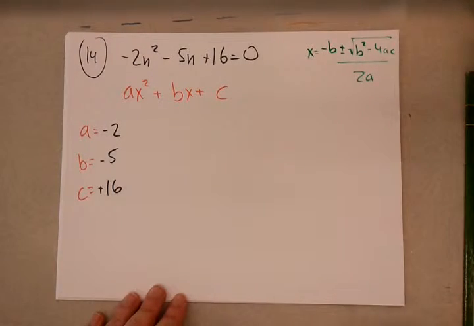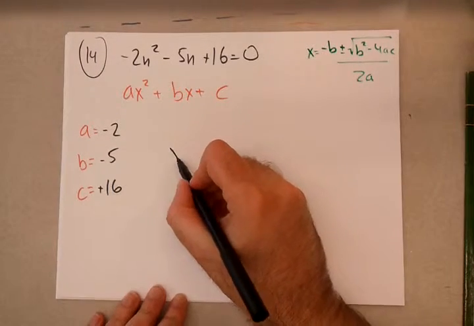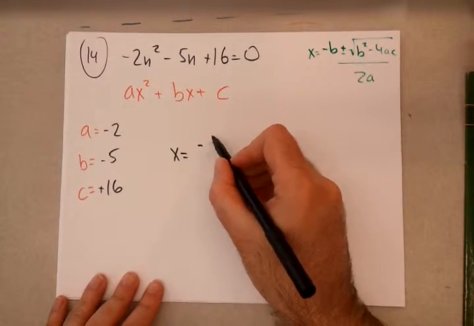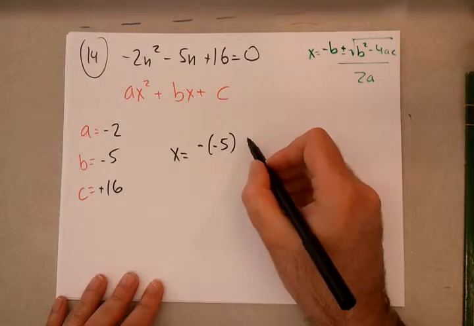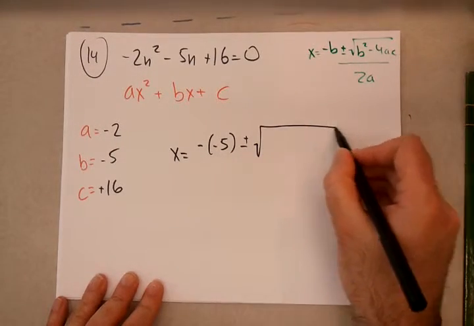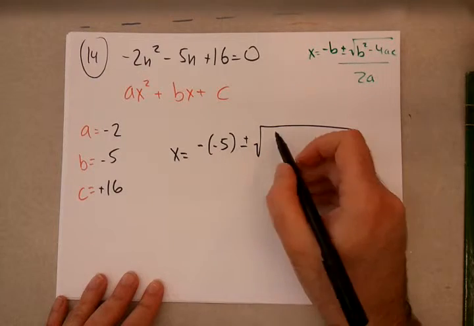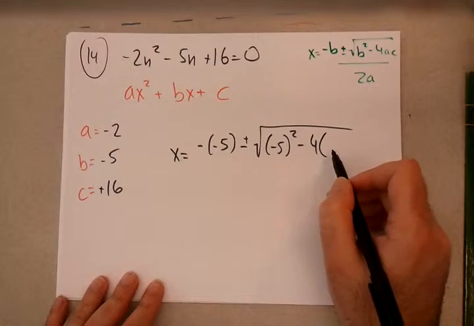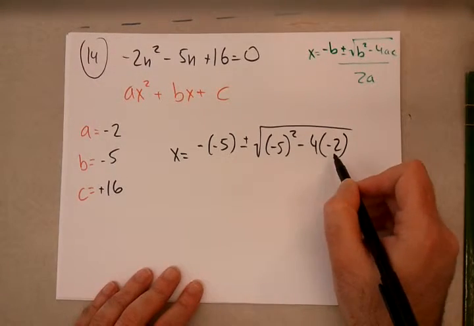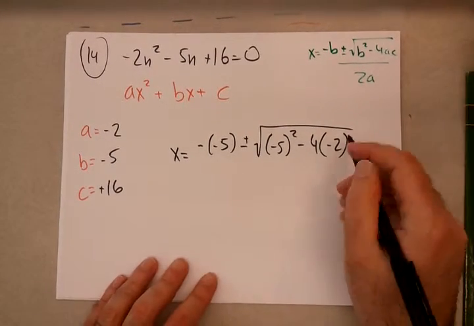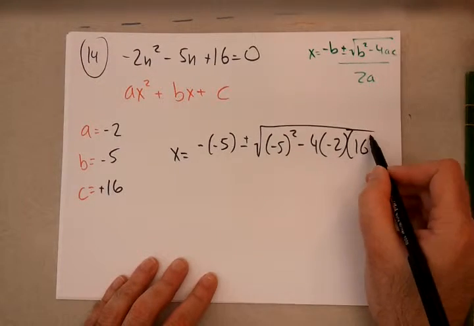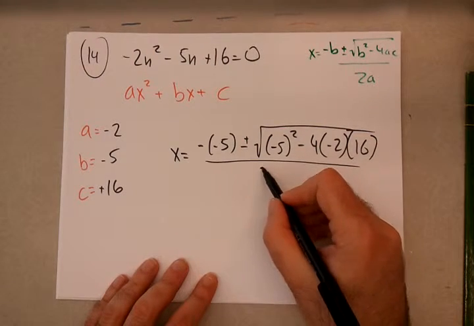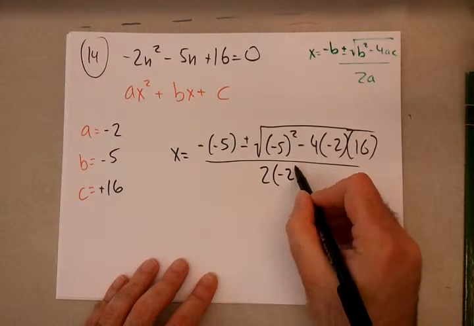Now that we have those values, we are going to go ahead and plug those into the quadratic equation. So it's going to look like this. x equals, instead of b, we're going to write down our -5. So it's -5 plus minus, instead of the b squared, we're going to write down -5 squared minus 4 times, instead of a, we're going to write down -2. And instead of c, we're going to write down a +16. And 2 times, and instead of a, we're going to write down -2.